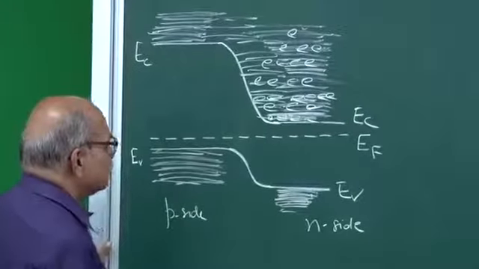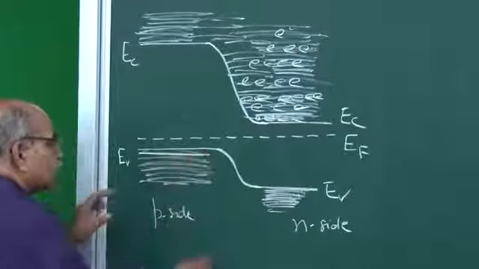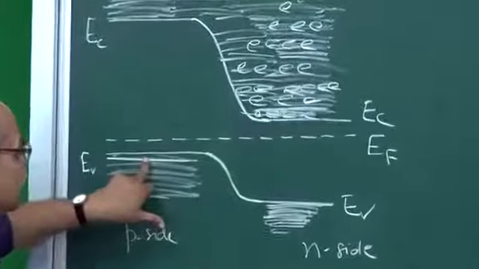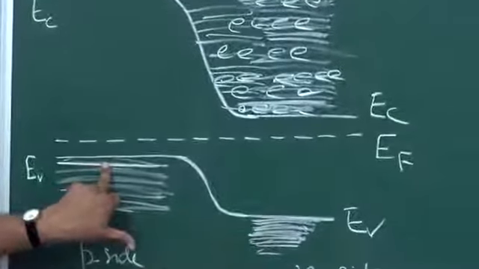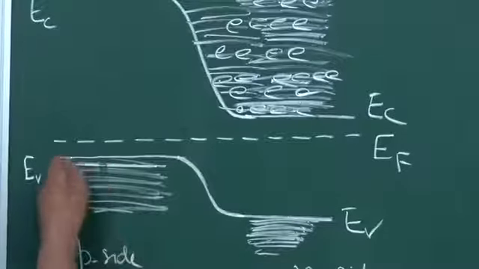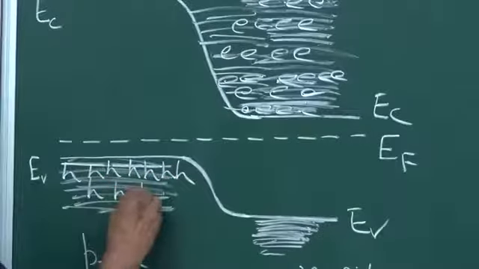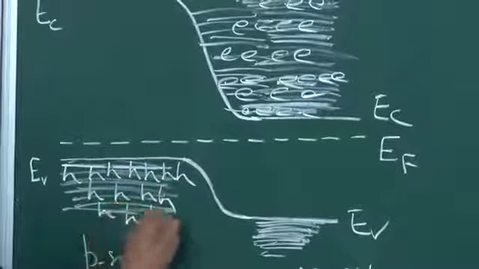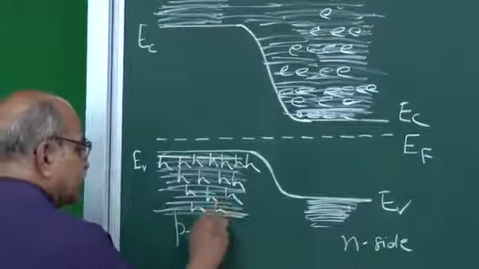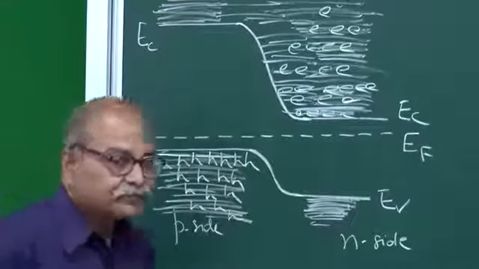Similar is the story for the p side. Here you have holes, so you look for the probability of not occupying this particular quantum state, 1 minus Fe. That gives you the probability of a hole being there in the valence band. Once again you have a large number of holes here, and as you go down in energy, this will exponentially decrease, and these quantum states will have fewer and fewer holes. All these things we discussed.